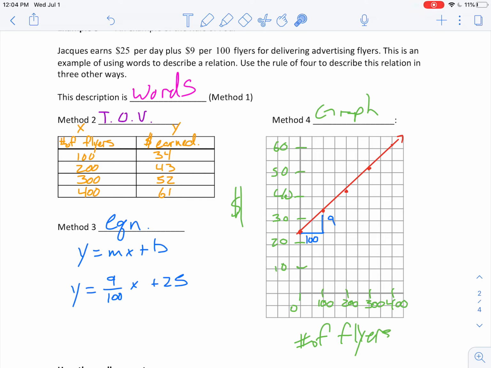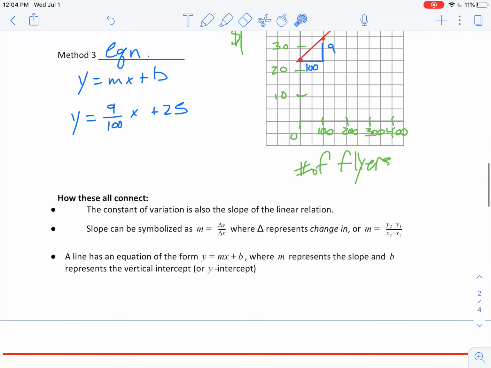And then in a graph, I have number of flyers, and then how much he earns. I know that he starts at 25, and then for every 100 flyers, he earns $9. 100 flyers, $9. 100 flyers, $9. So we can see that linear relation, or we can see that slope of rise over run in order to determine how much he's going to earn later on. So how do these all connect?